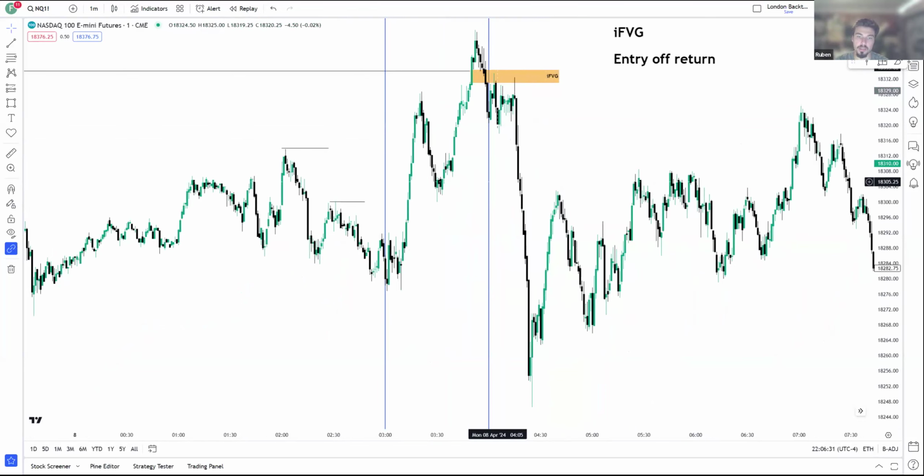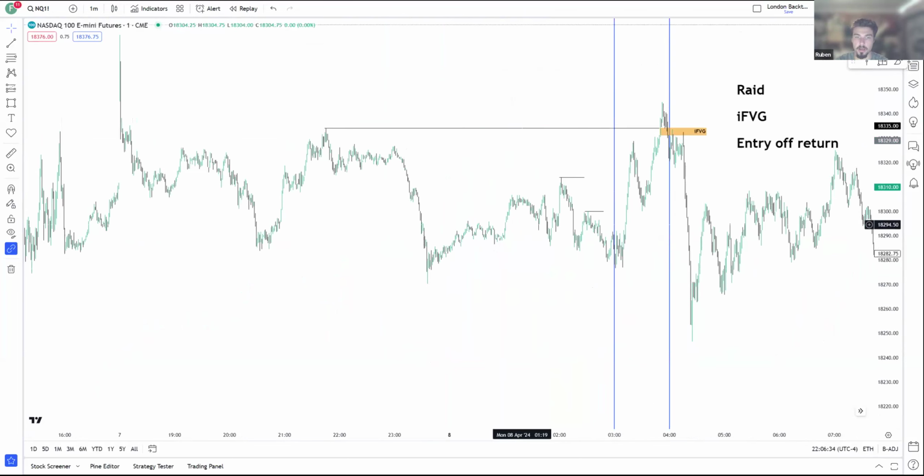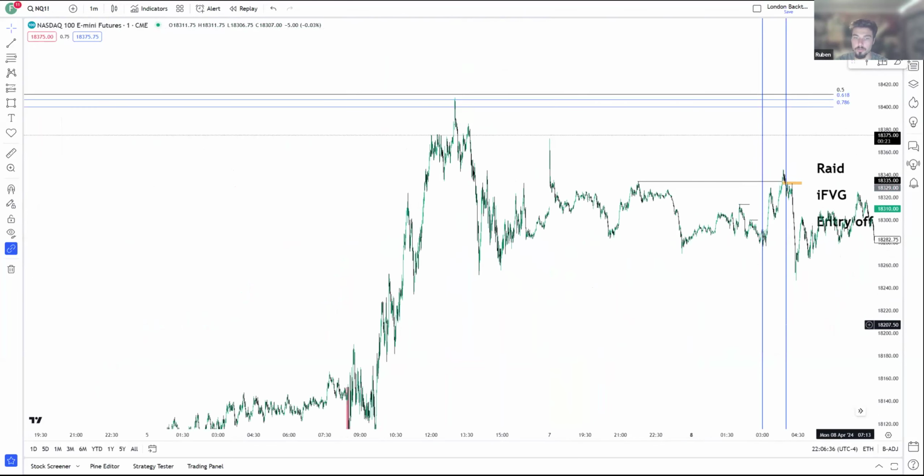So you can see entry here, we absolutely sell off. We take out all that liquidity. These liquidity points were also generated in that silver bullet. So that's 2 days of back testing there.